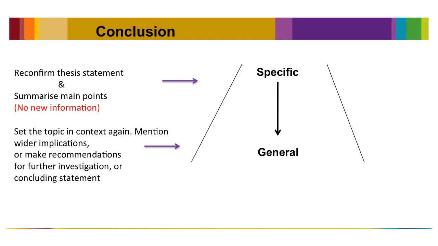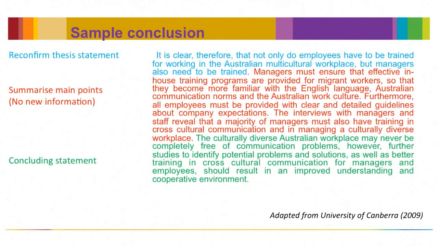The general element of a conclusion, at the bottom here, is where you can set your topic into context again. It gives you an opportunity to mention wider implications or make recommendations for further investigation. Here we have an example of a conclusion from that original topic on workplace diversity. As you can see in blue, the thesis statement is reconfirmed. In red, the main points are summarised. And in green, there is a concluding statement, which is entirely your own idea that you wish to express.